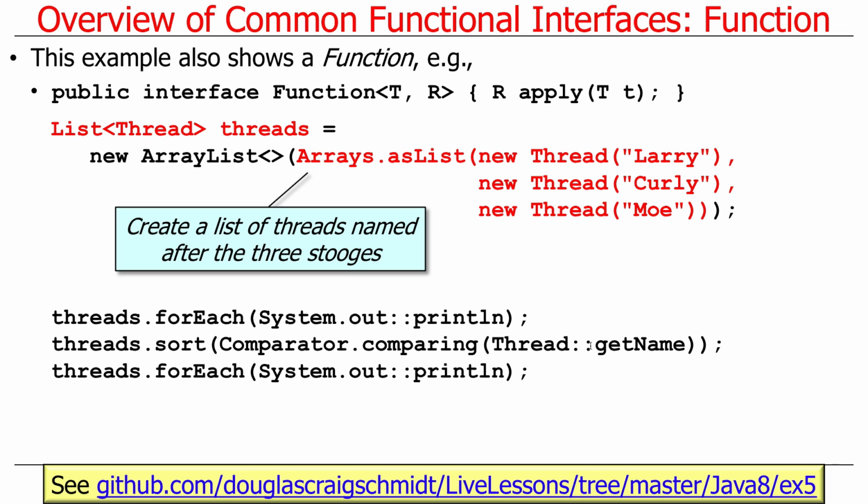Here's another example of a function. This is kind of another fun one. We're going to have a list of threads, and we're going to have 3 threads, each of which we give a name. So we're going to have 3 threads, Larry, Curly, and Mo. And then what we're going to do is print them out in whatever order they were assigned initially, and then we're going to sort them, and then we'll print them out in sorted order.